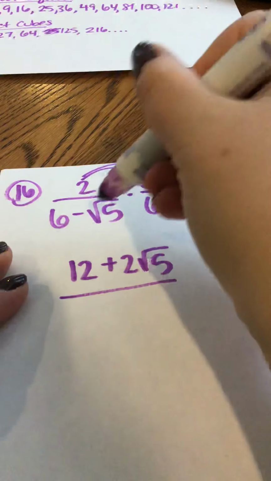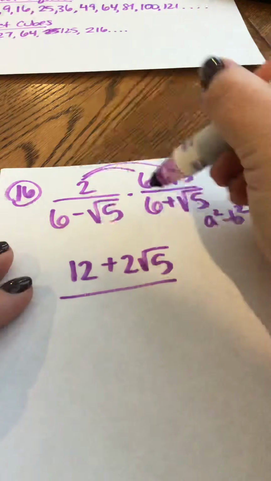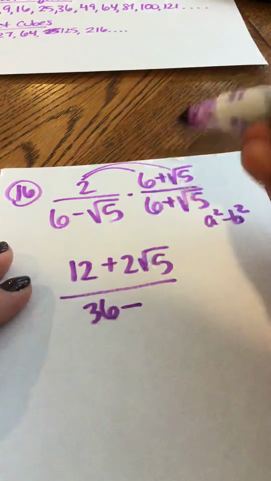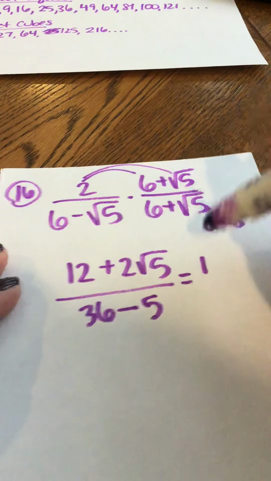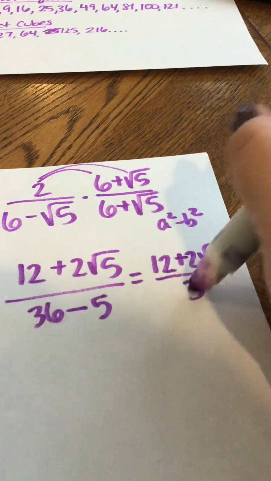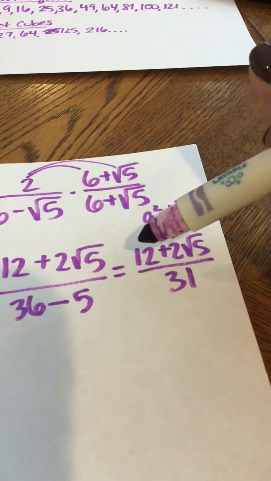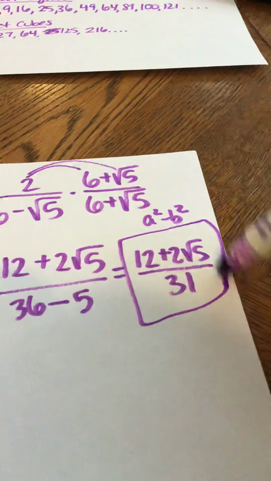Now you could FOIL these out if you want. More power to you. Remember, your trick is a squared minus b squared. So 6 times 6 is 36. It's always subtraction. Radical 5 times radical 5 is just simply 5. And then again, I can't reduce this because 12, 2, and 31 cannot be reduced by the same number.